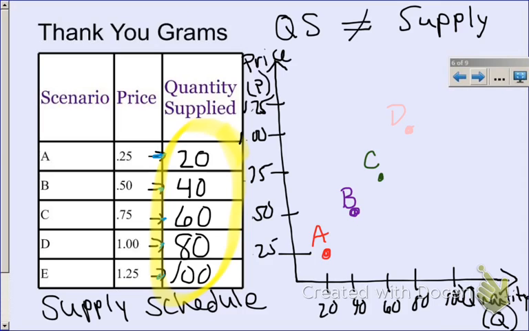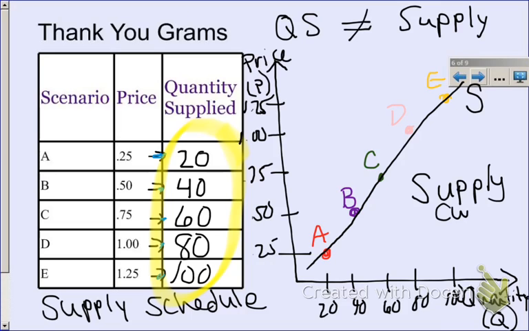And at $1.25, we were willing to stay an afternoon and produce up to 100. Now, again, let's take our pencil and connect all these points, and what we create is our standard supply curve. Supply curve here. And here's the one way I remember it.